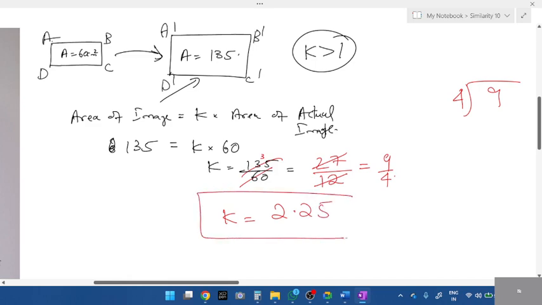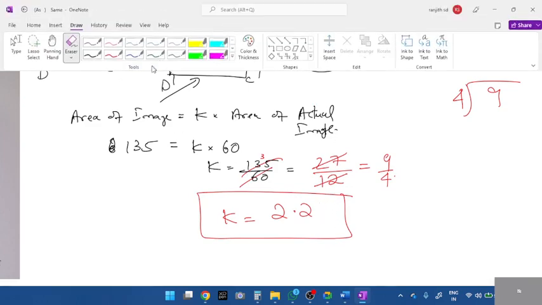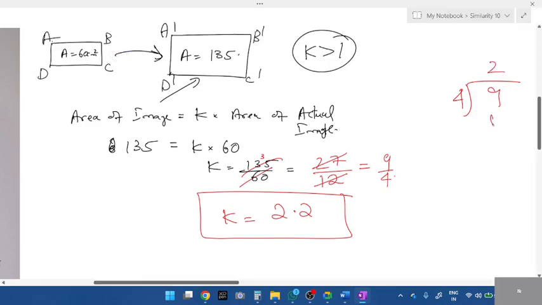Yeah, 2.25 or 1. 4 twos are 8, 1, 0. 4 twos are 8, 2. 2.25, students. And for K, there is no meter, no centimeter, no unit. K is a factor, the scale factor. 2.25. All of you understood?